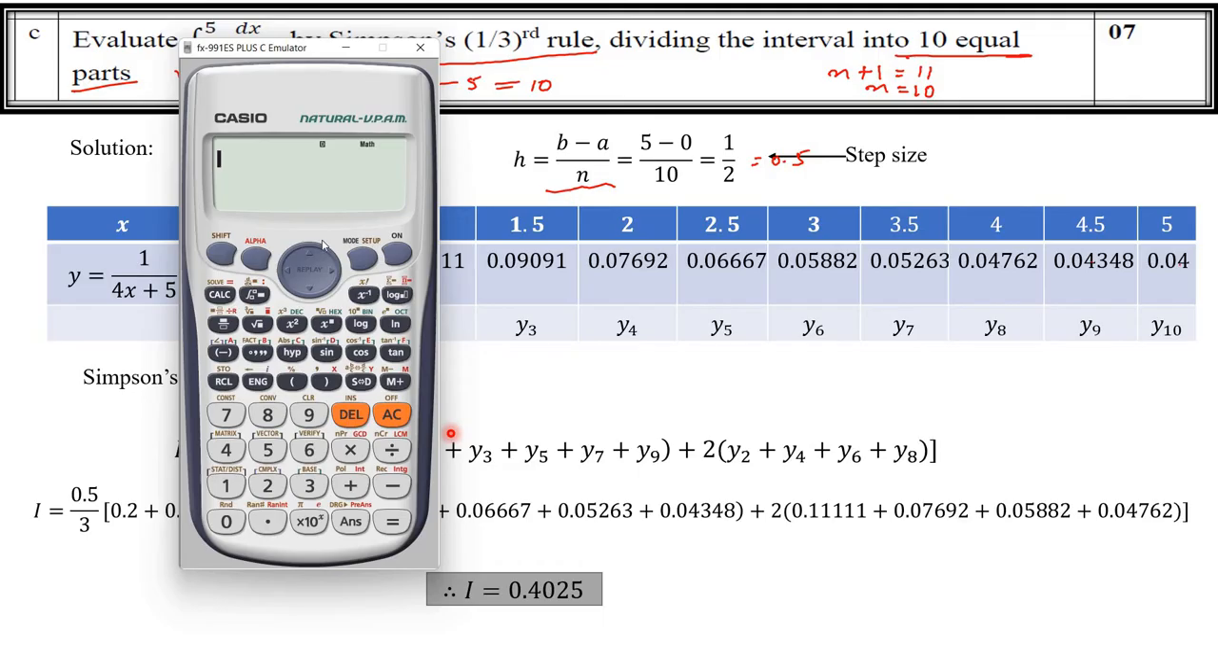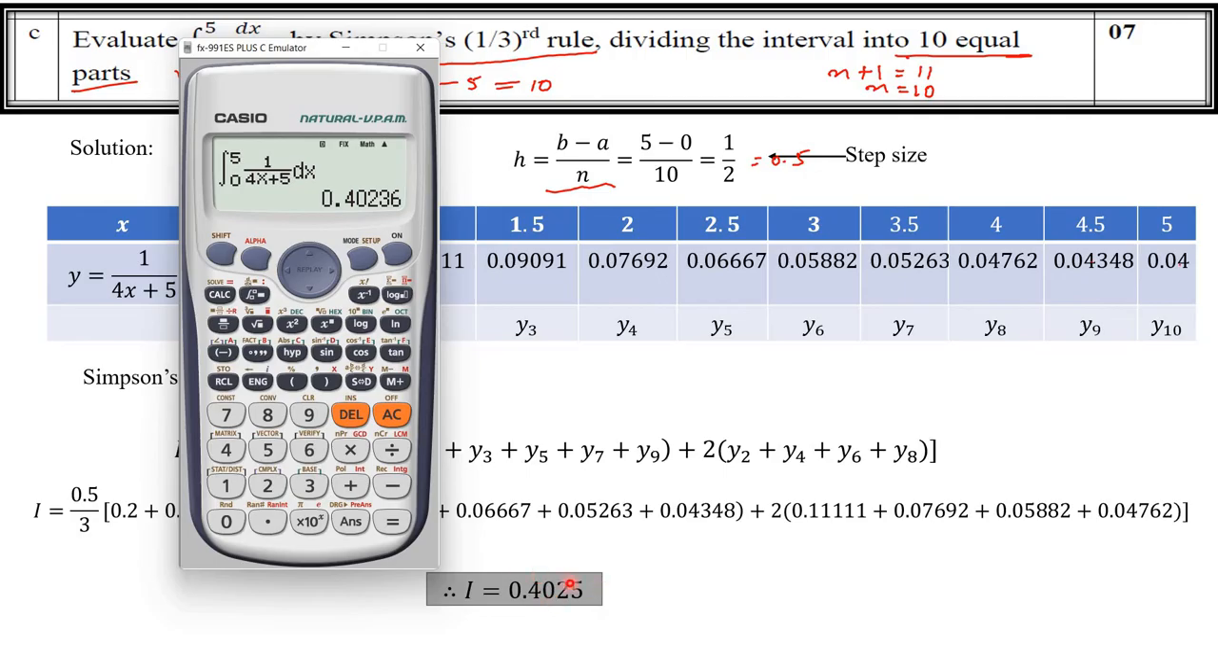I'll go with fix for 5 decimal places. Now take out the integral sign. So the integral fraction is what? 1 by 4x plus 4 alpha x plus 5. I need to type the interval limits 0 to 5. After typing this, just press equal to. You got the answer. See here.